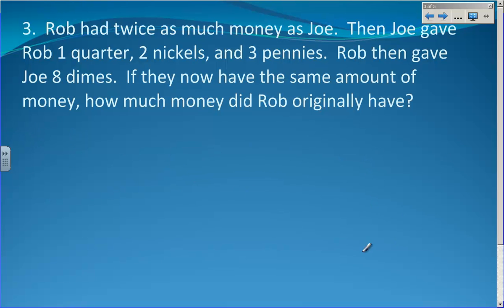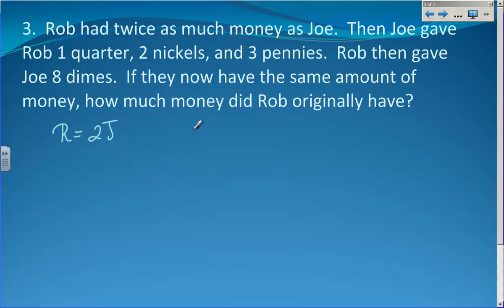So this is one where we're going to have to sort of work backwards and figure out what's going on. So we're going to sort of set this up based on what we know, and we're going to write an equation so that we can find out how much Rob really had. So we know that Rob right now has twice as much money as Joe. So Rob equals 2 times Joe.